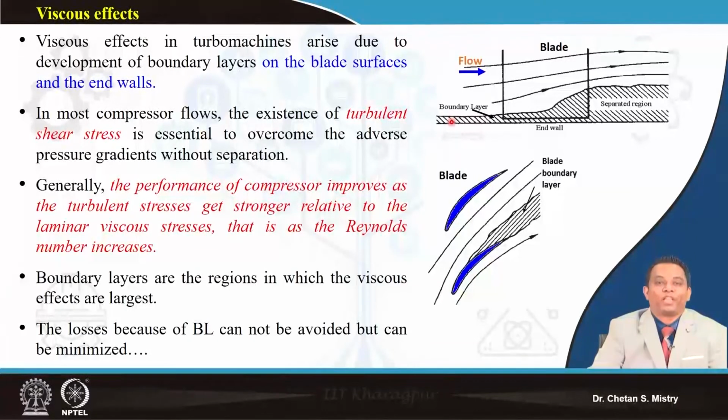So we are looking for our flow to be more turbulent on our surfaces, let it be the suction surface or the pressure surface. We are looking for our flow to be turbulent. Okay. Boundary layers are the region where the viscous effect is maximum. We cannot avoid the formation of the boundary layer, but we can try to minimize it.